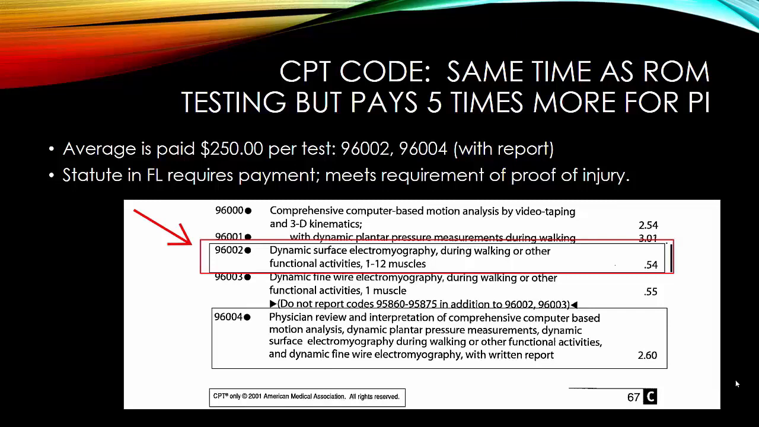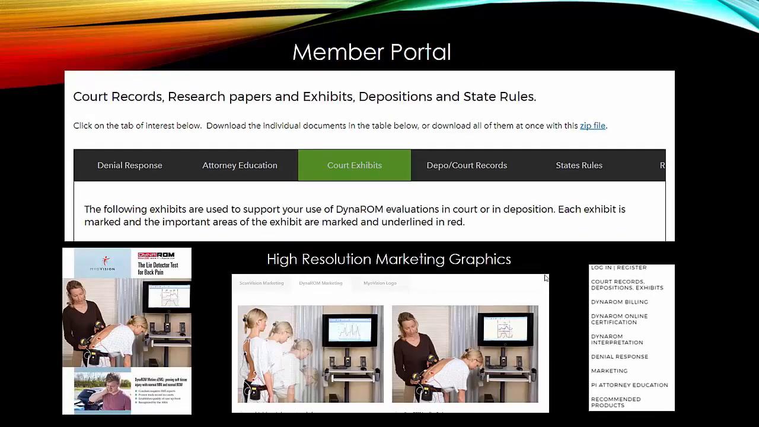So if you're saying to yourself, this is great, it's a lot of information, I hope that I would use it all, and a product is only as good as its support, well, we got you covered. Welcome to the Myovision member portal. Here you'll find 24-hour access and find everything from CPT codes, court records, research papers, exhibits, depositions to high-resolution graphics for your marketing efforts. It's all there and it's all for you.